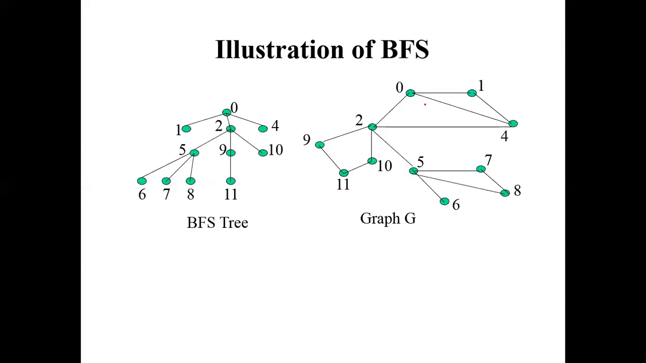If we take this graph, from 0 I will visit 1, and at the same level I have 2. So I will visit 2 and then 4. After that, from 2, I will visit 9, 10 and 5. All are in the same level. Next from 5, I will visit 6, 7 and 8. From 8, there is no unvisited node, so I will backtrack to 5. Then I will visit any unvisited node remaining.